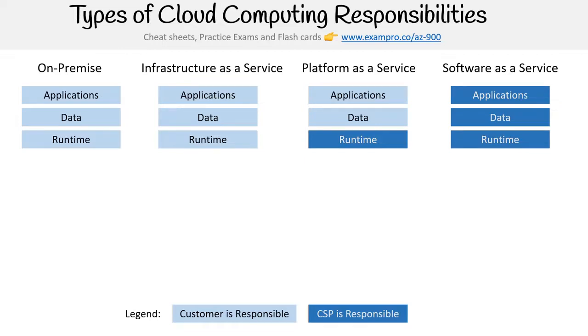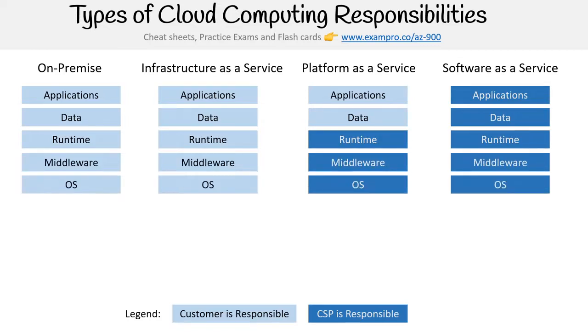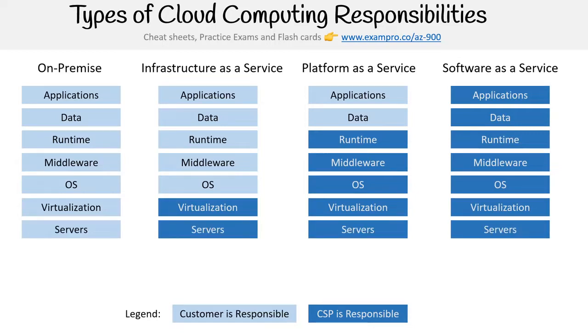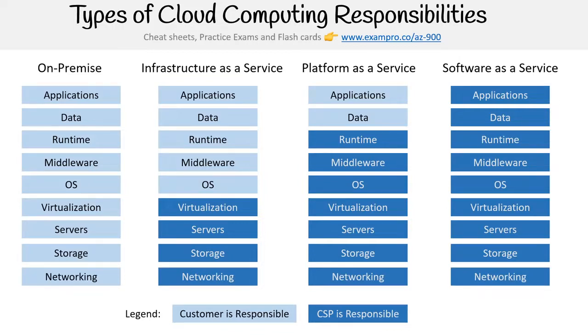And then on the next level, for the runtime, it's going to be the responsibility of the cloud service provider for the platform as a service and software as a service. For middleware, it's going to be the same. For the OS, like the operating system that is running on the server, it's going to be the same. Then when we get to virtualization, now the virtualization is the responsibility of the cloud service provider and above. And then for servers, storage, and networking, it's the same. So you can see that on-premise, you're responsible for everything. And the farther we move up the types of cloud computing, the less responsibility you have.